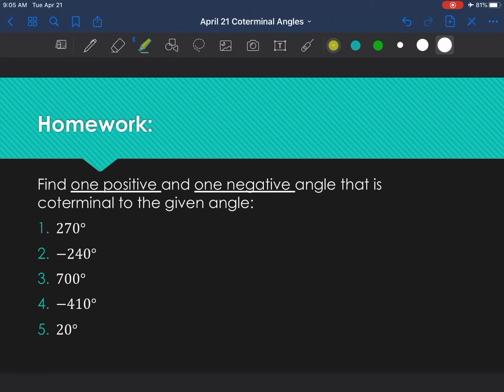All right, here's your homework. You have these angles that you're given, and for each one I want you to find one positive degree that looks the same as that one and one negative that looks the same.